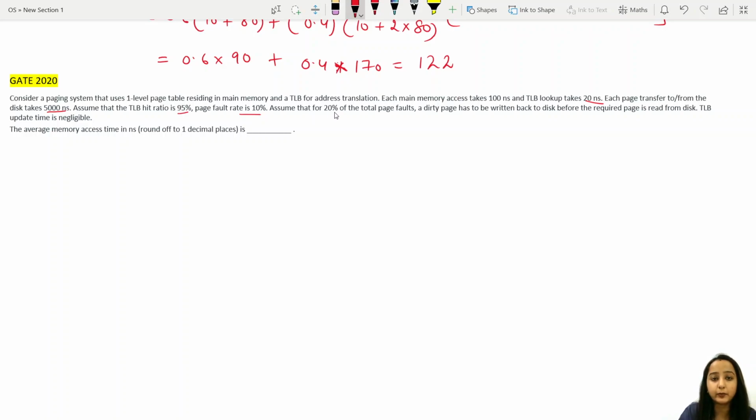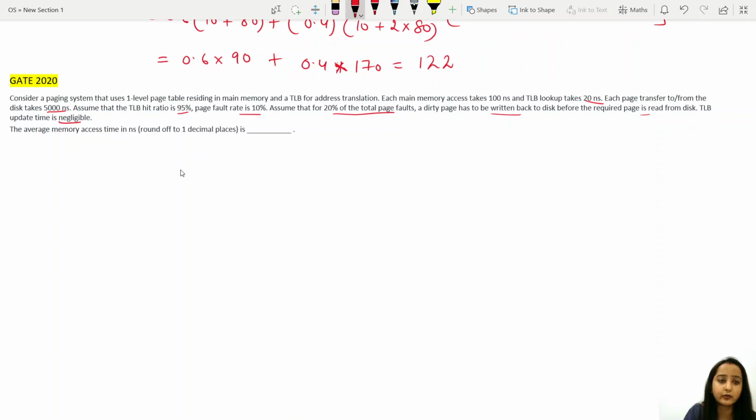Assume that in 20% of total page faults, a dirty page has to be written back to the disk before the required page is read from the disk. TLB update time is negligible, the update time is considered to be 0. The average memory access time in nanoseconds we have to calculate.